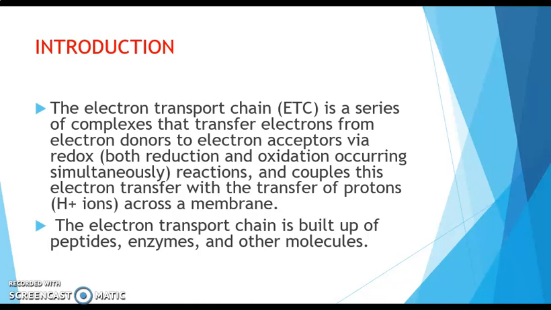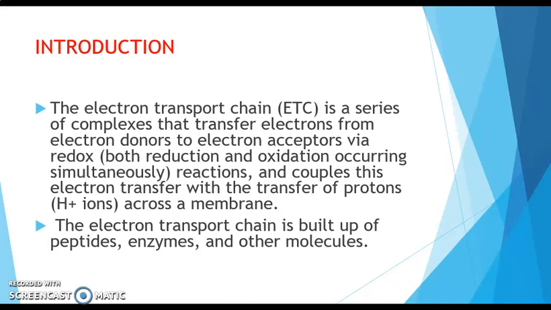What do you mean by electron transport chain? It is a series of complexes that transfer electrons from electron donors to electron acceptors. This transfer is permitted through a redox reaction, which involves both reduction and oxidation occurring simultaneously. This couples the electron transfer with the transfer of protons across a membrane, and the protons are nothing but H plus ions.